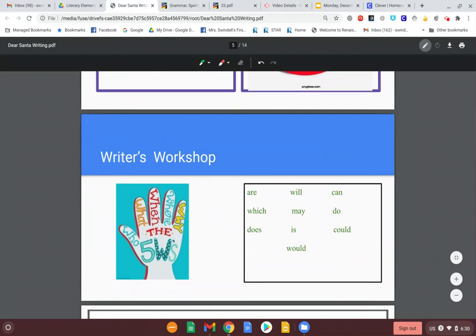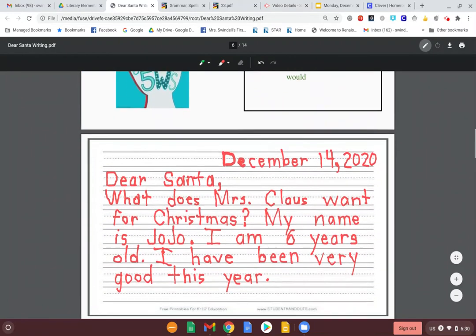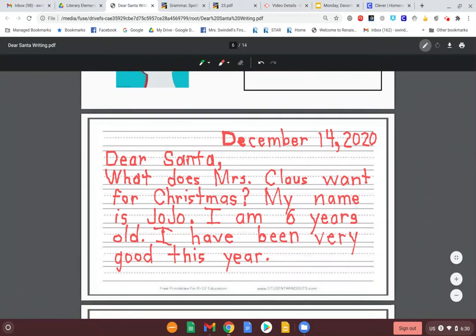Yesterday, we reviewed our question words, words that start a question sentence like who, what, when, where, why, how, or are, will, can, which, may, do, does, is, could, and would. These are all words that begin a question sentence. So here's what we wrote yesterday in red.